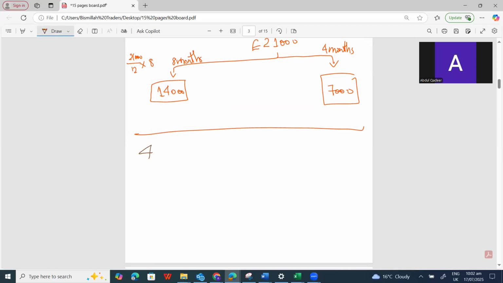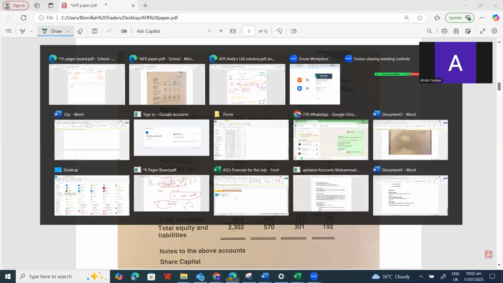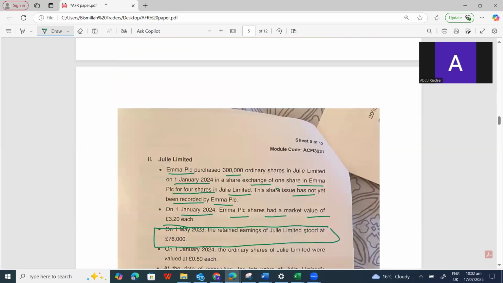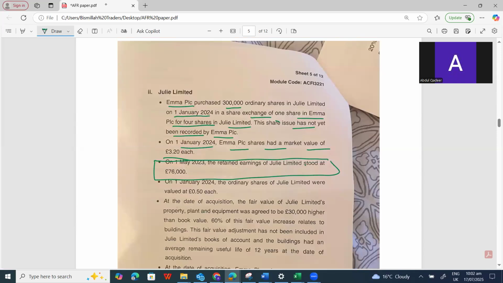What are we going to do next? We are moving towards the notes, what's written there. We have solved 3 problems for Julie Limited. Think like a financial consultant or business consultant: you have the problems and you have to solve them for the company and for your client.